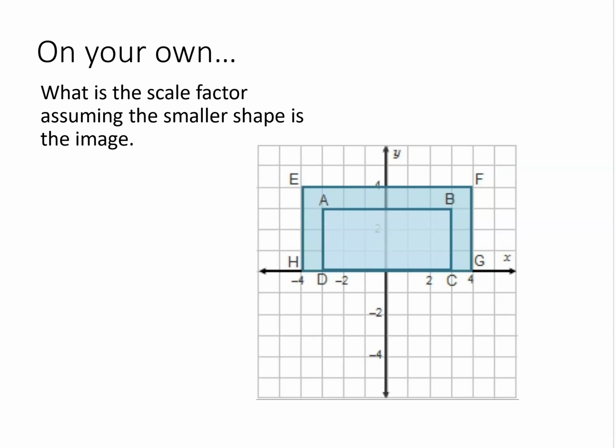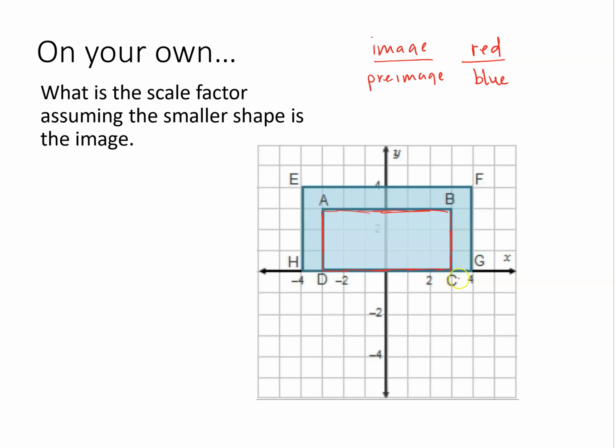Find the scale factor. The smaller shape is the image. I'm going to give this a color besides blue. Okay, the smaller is the image, so red is image over pre-image. So that means it's red over blue.